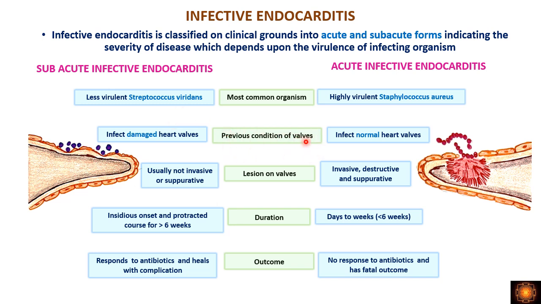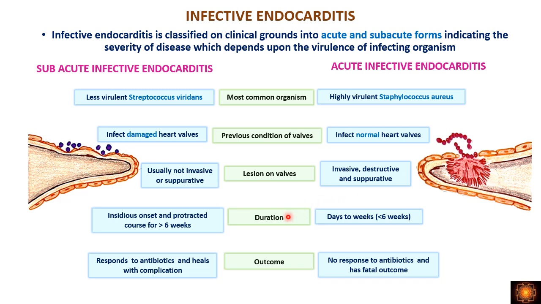About the previous condition of the valves. In acute infective endocarditis, as the organism is highly virulent, it can even infect normal heart valves. Whereas subacute is less virulent and infects already previously damaged heart valves. The lesions in subacute usually don't involve the underlying valvular tissue. They are mostly confined to the endocardium. Whereas in acute, they produce suppurative inflammation and cause destruction of the underlying valvular tissue.